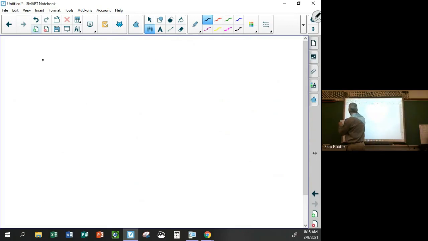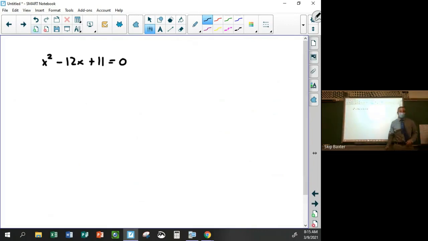How about this? What if you have x squared minus 12x plus 11 equals 0? Let's do the same process. So I'm going to move the 11 over to the right-hand side. So this would be x squared minus 12x, leave a little bit of space, equals -11.